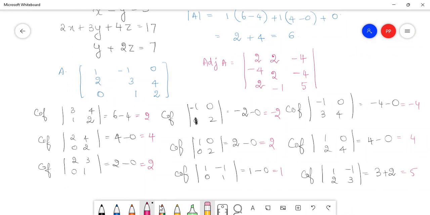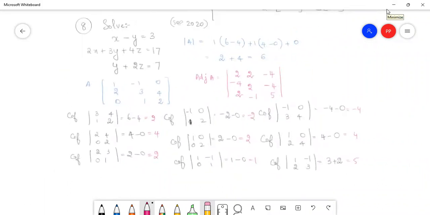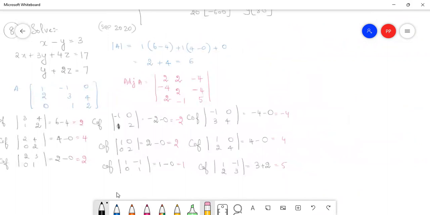I don't know whether it has come correctly. I'm getting 2, 1, 4, or 2 minus 1, 4. They have taken a different order, maybe. But I think anyway we should get the same answer. So 1 by determinant of A is 1 by 6 into 2, 2 minus 4. I'll stick to my values. Into B value, that is 3, 17 and 7. Yeah, Janani, yes.